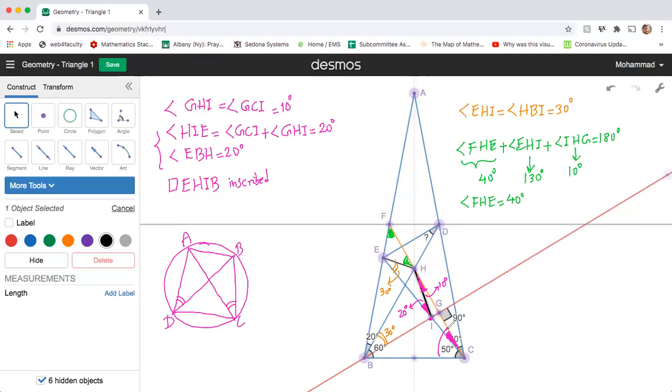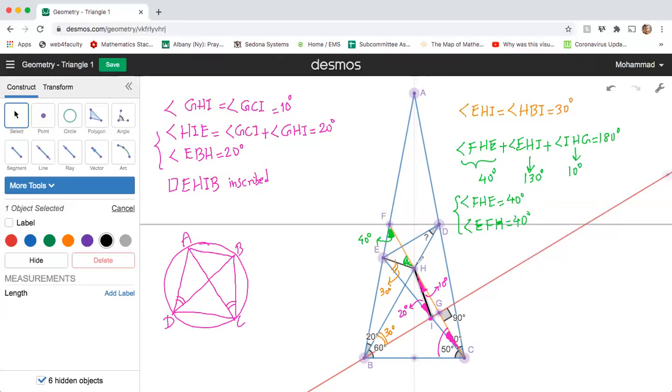Sorry, this angle is 60 degrees. This angle is 80 degrees. The sum of angles in a triangle should be 180. So we can measure this angle, and this will also be 40 degrees. So the angle EFH equals 40 degrees.